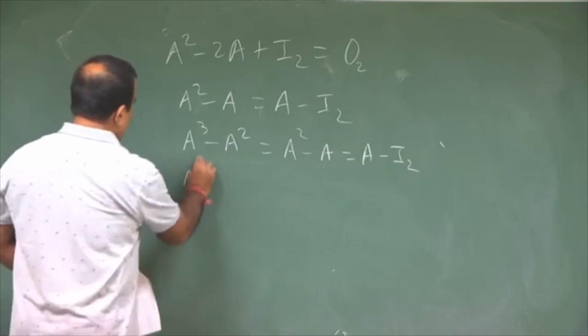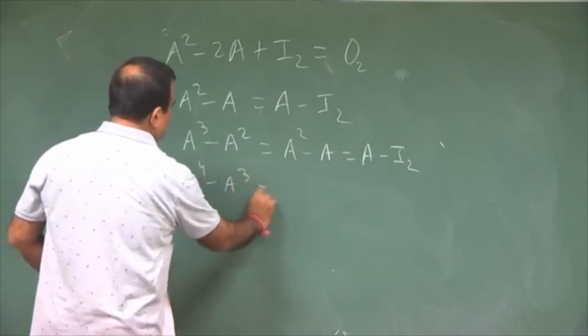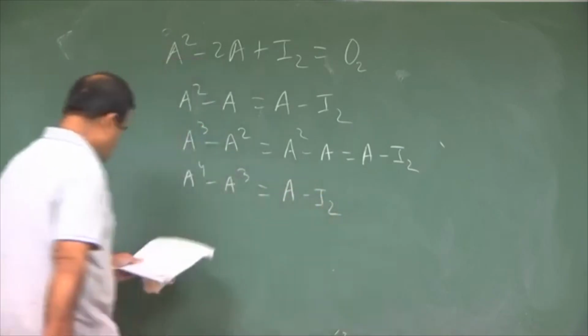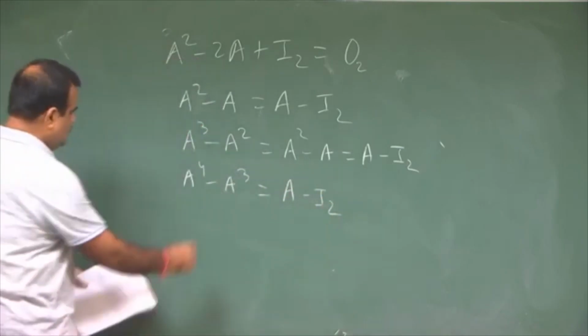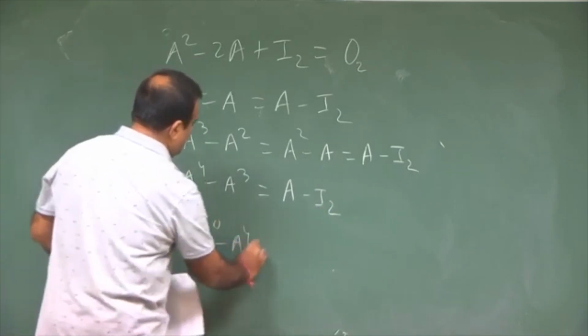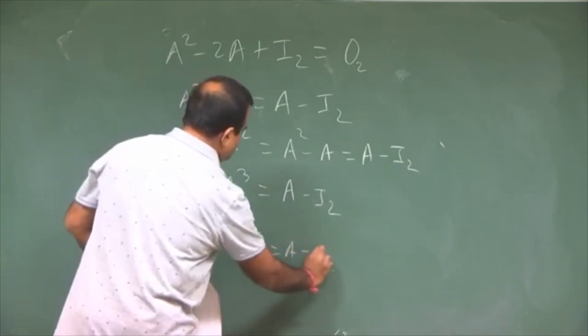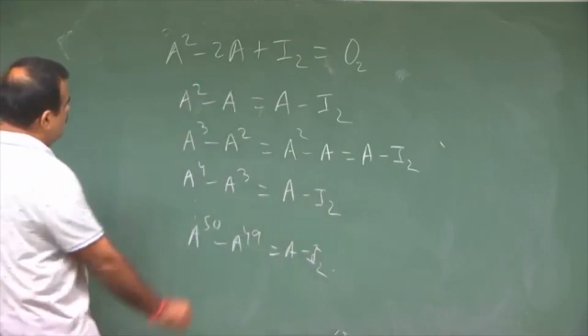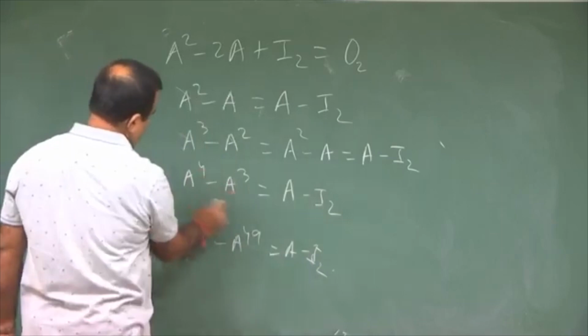So, A to the power 4 minus A cube, again we multiply with this, is the same as A minus I 2, like this. If we continue like this, A to the power 50 minus A to the power 49 is A minus I 2. Same way we are doing. So, now we are going to add all of these.